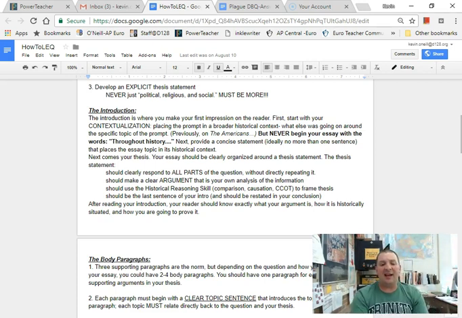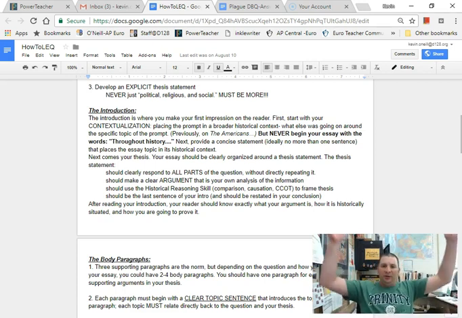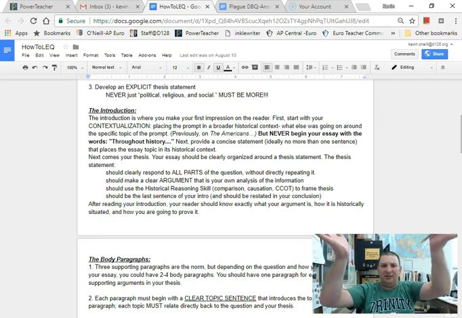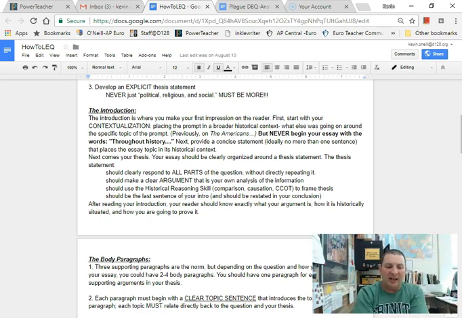And then get a concise statement that puts your essay topic in the historical context. So you're going from broad contextualization, now connect the contextualization to your essay, and now we're getting to the thesis. The thesis is the most important part. You cannot do well on this essay if you do not have a thesis. The thesis statement has to respond to all parts of the question without just repeating it. You have to make a clear argument that is your own analysis of the information.